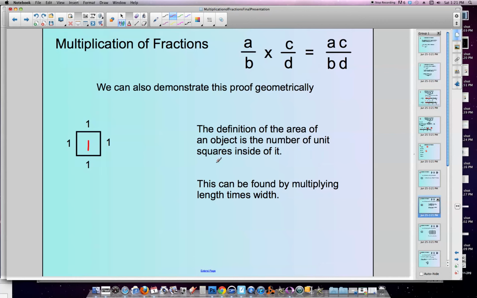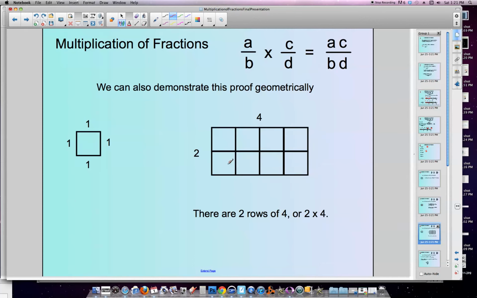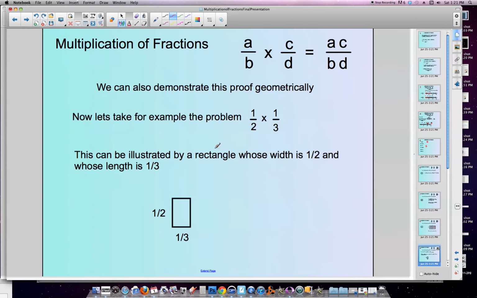And this makes multiplying and understanding multiplication problems kind of easy, because each unit square represents 1. So if I asked you what's 2 times 4, you would say, well, it's 4 unit squares 2 times. And that comes up to 1, 2, 3, 4, 5, 6, 7, 8. Well, now if I said, what's 1/2 times 1/3? Well, you would say, okay, well, that's the area of a rectangle whose width is 1/2 and whose length is 1/3. All right, well, let's take a look at this.